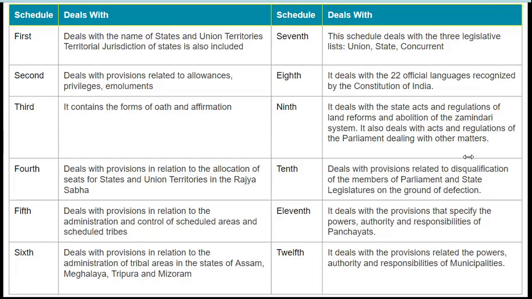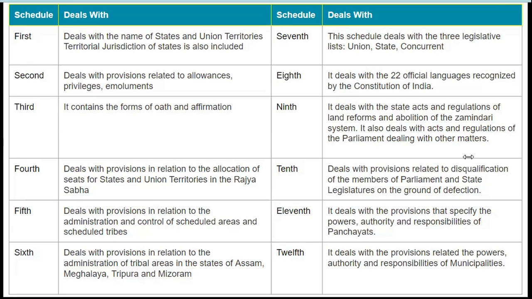CAG. So you have second schedule dealing with provisions related to allowances, privileges, emoluments of these categories what I have mentioned, right? You can go back and take a notes of it.